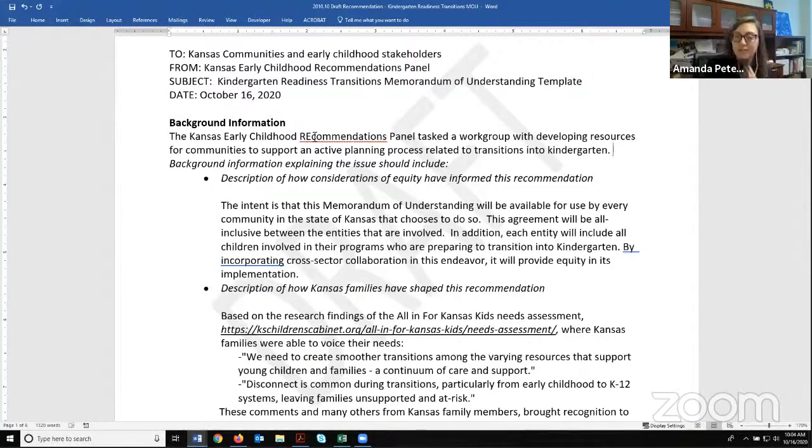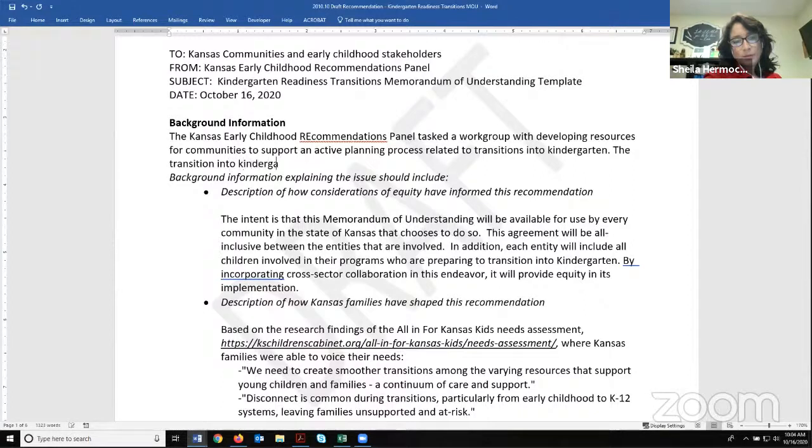Do we want to say something along the lines of this transition into kindergarten is a critical time or a critical moment as a child begins their K-12 experience? Do we have any thoughts on what we might want to say that just says this is important? I would say child and parent. Can you help me out, Sheila? So the transition into kindergarten is a critical process for both children and families.